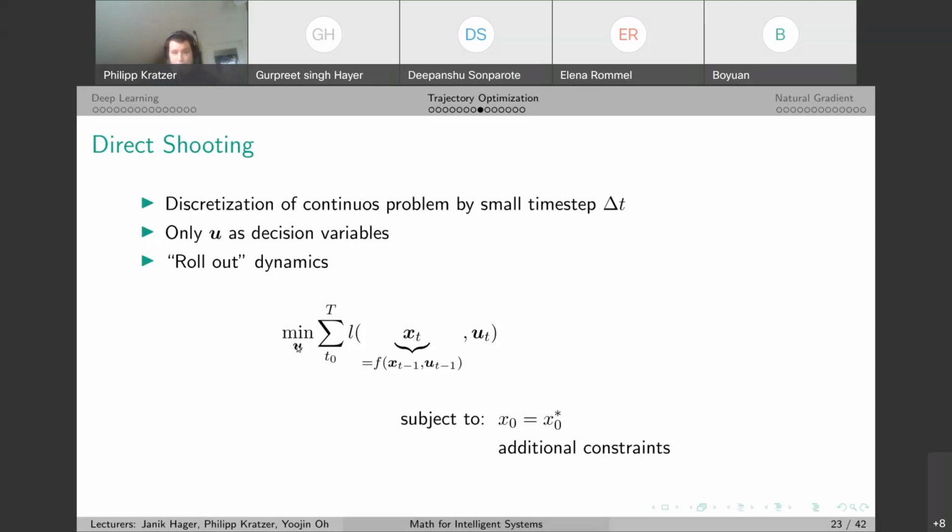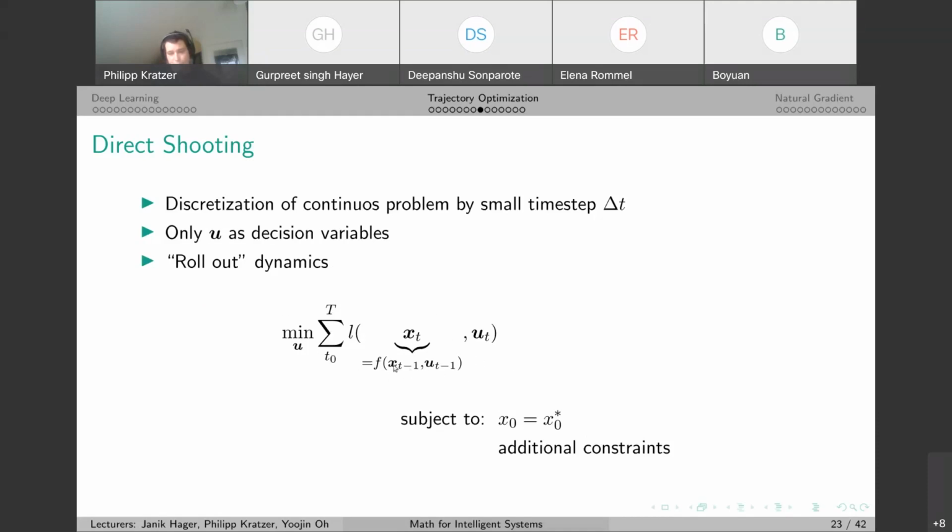Now we only have u as our decision variables, and why we only have u is because we roll out the dynamics. So we now have a discrete dynamics function, and we can compute the next state by using the previous state and the previous controls. We're still subject to a start state and additional constraints. And now we have a nonlinear minimization problem.